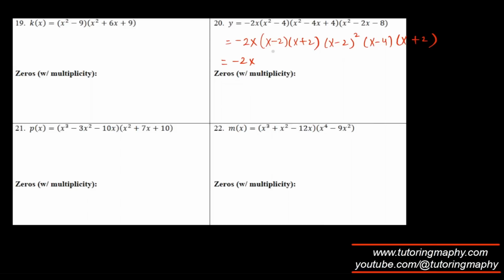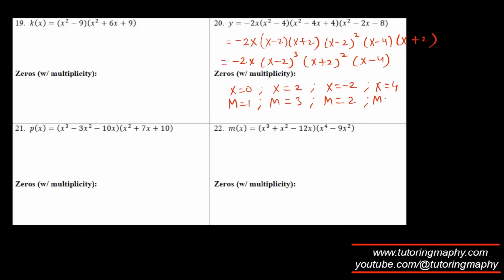Let's try to club the like terms. So negative 2x remains as it is. One x minus 2 is here, and two are here. So if we club these, it will become x minus 2 cubed. Then we will have x plus 2 square, and then we will have x minus 4. Why x plus 2 square? Because 1 and 1. Now it's pretty straightforward. The roots are x equal to 0, x equal to 2, x equal to negative 2, and x equal to 4. And the multiplicities are m equal to 1, 3, 2, and 1 respectively, right?